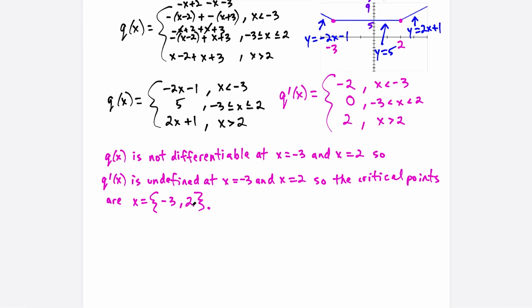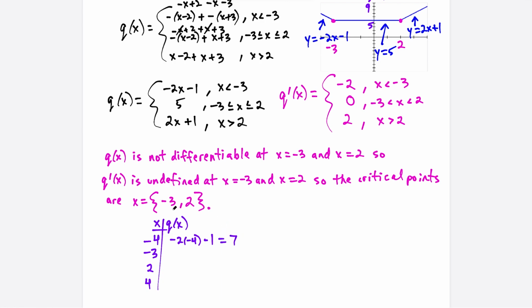So now that we've identified the critical points here, now all we have to do is plug them back into the original function q of x, and we could also plug in the endpoints here, negative 4 and 4. So we have negative 4, negative 3, 2, and 4. These are going to go into q of x. So if we plug in negative 4, notice we could plug it into this piece right here. We're going to have negative 2 times negative 4, and then minus 1, and that gives us 8 minus 1, which is equal to 7.